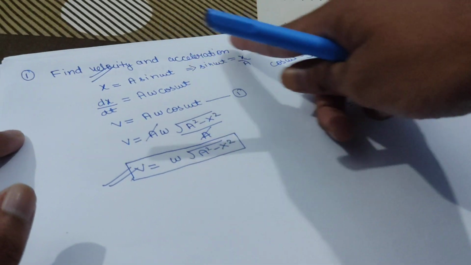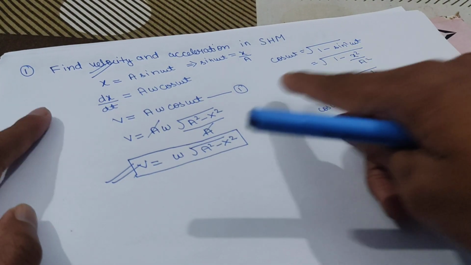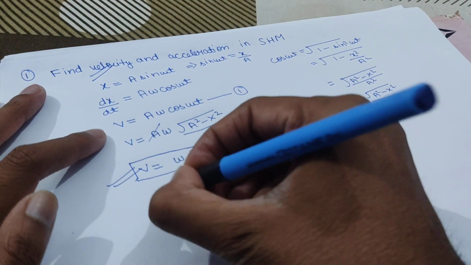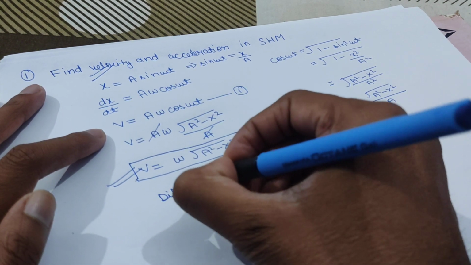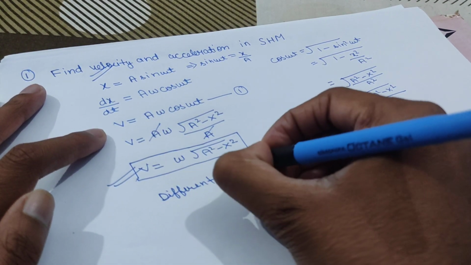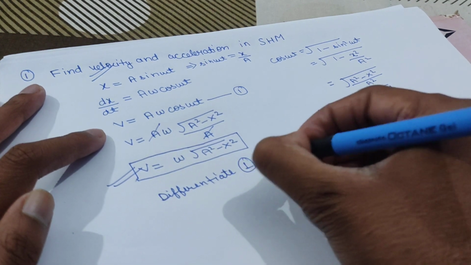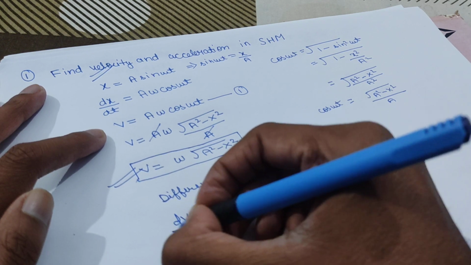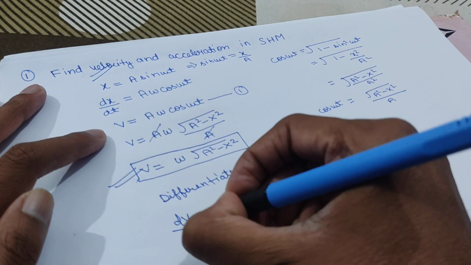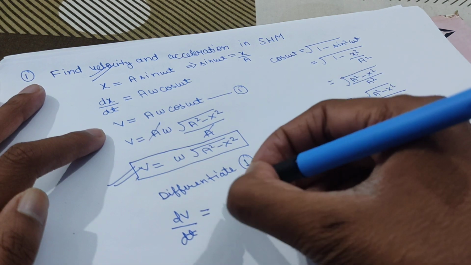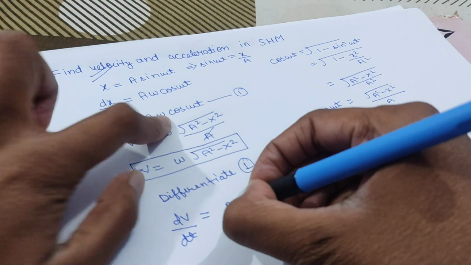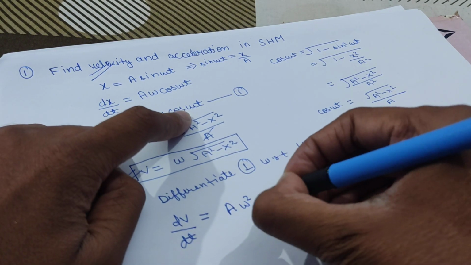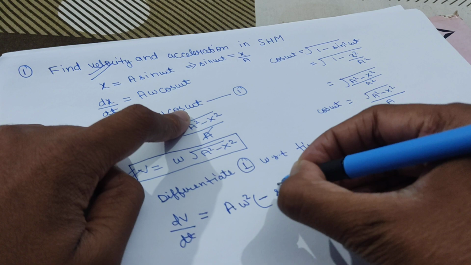Now find the acceleration. What you need to do is differentiate equation 1 with respect to time. So you will get dv by dt equal to a omega, but here omega square will come, omega will come out, and here will be the minus sine omega t.